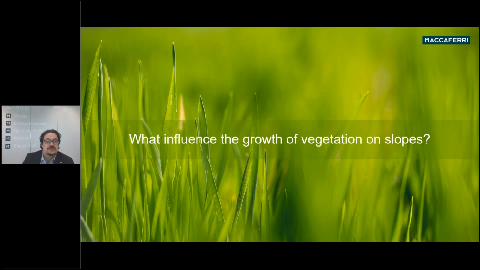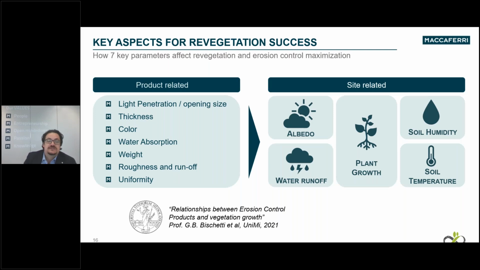Okay, thanks to Professor Bischetti for this explanation for us. And now we want to check what influenced the growth of vegetation on slopes. So as Professor Bischetti said, in the research they found some key factors related to the product, okay? And these key factors help the vegetation to grow.